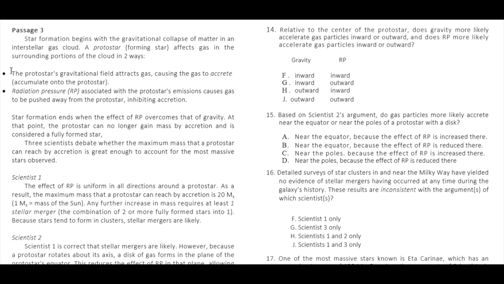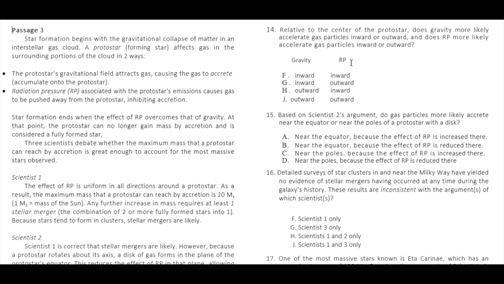Okay, right in the beginning, we have two bulleted points. The protostar's gravitational field attracts gas, causing the gas to accrete, which means accumulate onto the protostar. Alright, that's great. So it looks like gravity attracts gas. So let's see what that means. If we think about gravity and what it does, it's pulling things inward. And so that suggests that H and J are incorrect because they both have gravity as pushing outward. We have F and G as options that show gravity inward.